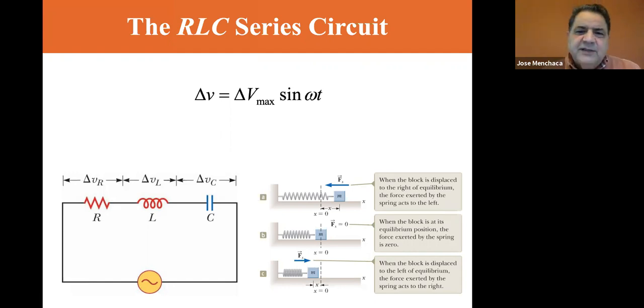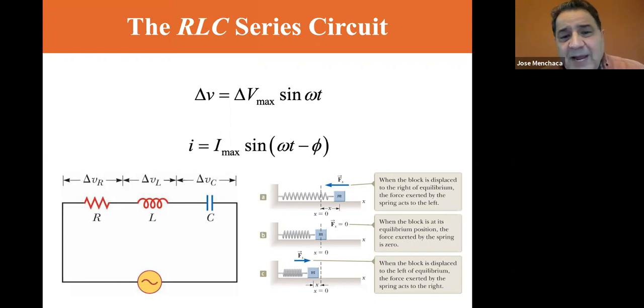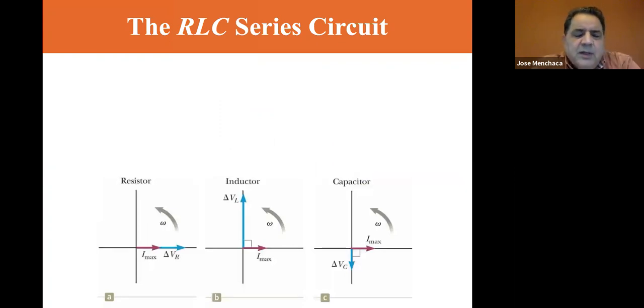Delta V is equal to delta V max sine omega T. Small delta V is the AC source. I is equal to I max times sine of omega T minus phi, where phi is the phase angle. Notice it's not a minus pi over 2 or a plus pi over 2, because now we're combining the components. If you recall, a resistor is in phase, in an inductor the current lags the voltage, and in the capacitor the current leads the voltage. So if you have a purely inductive or a purely capacitive circuit, there will be a pi over two, but this is a study of RLC circuits where we combine them.